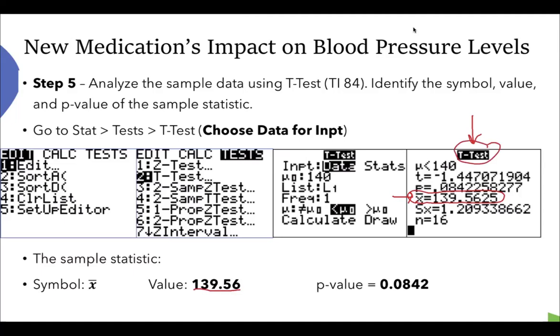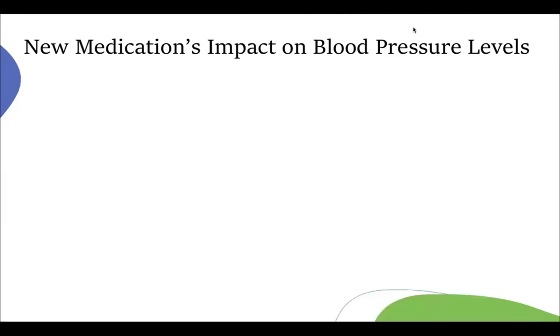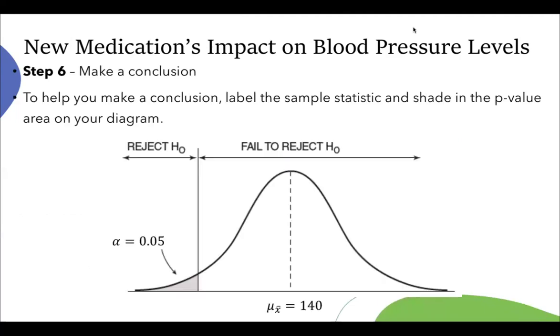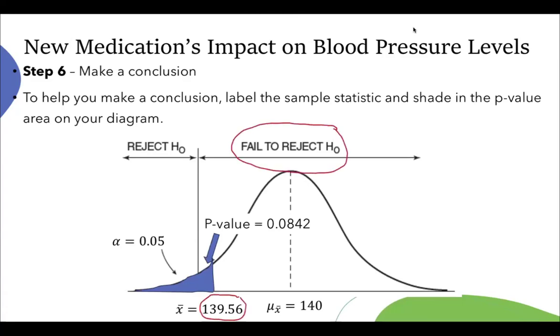The p-value, 0.0842. Okay, so while 139.56 is lower than 140, it's not significantly lower. And that's why we say, eventually we're going to say, here's the picture. It's not significantly lower, so this X bar, 139.56, falls in the fail to reject H0 region. And that's going to be the conclusion for this test.